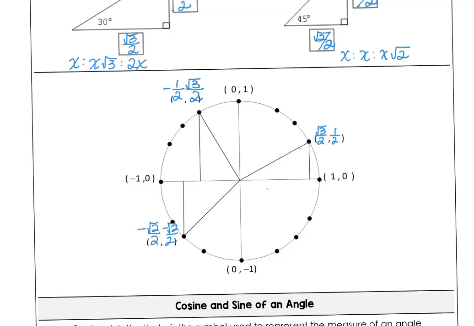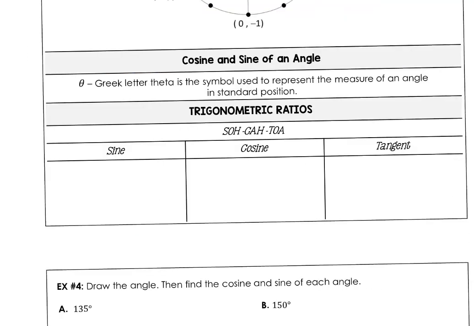So that's going to be the basis for the unit circle, and later on we'll learn all of these values around the unit circle. The cosine and the sine of an angle and the tangent of an angle, we're going to look at. Theta is going to be the Greek letter that's used to represent the measure of an angle in standard position.